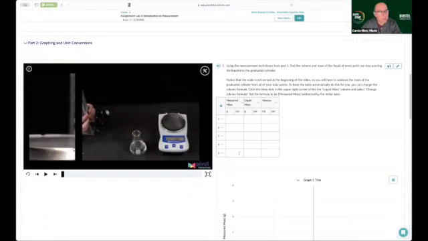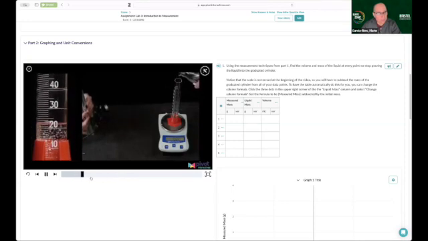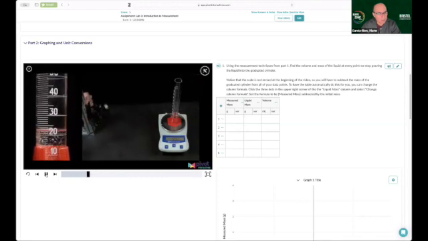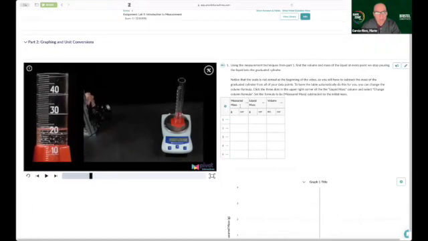So now I am here on part 2, graphing and unit conversions. You have a video that you can play. You go ahead and play that video and make recordings. So for instance, in this particular video, what you're doing is you're adding a certain amount of liquid into this graduated cylinder. You're going to be pausing this video to take note of the measurements. I can see here that the liquid has a volume of approximately 22 milliliters. There is a table here that I can populate with that.